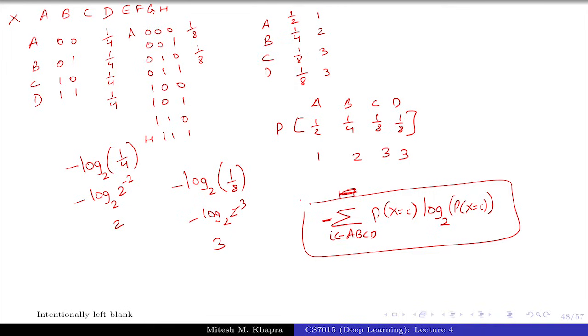This is the entropy. We just saw this, right? This is the entropy of the random variable. And what is it telling us actually? That the entropy is 1.75. So what is the meaning of this actually?